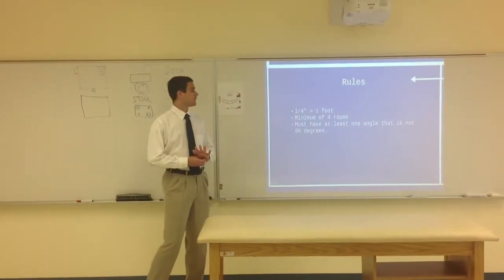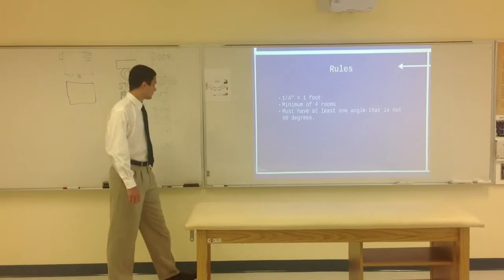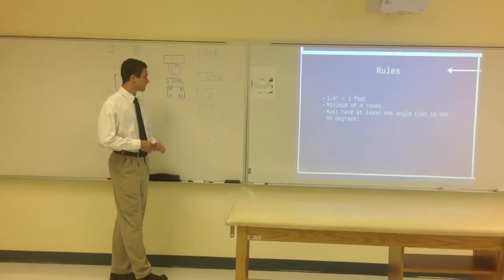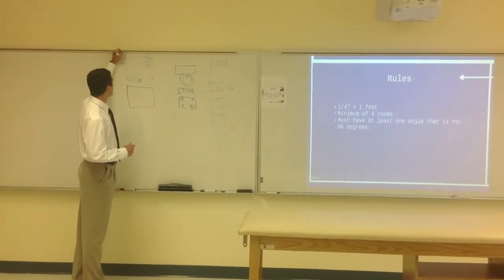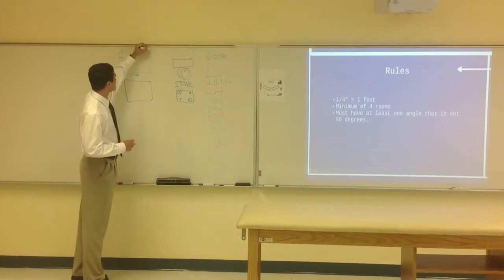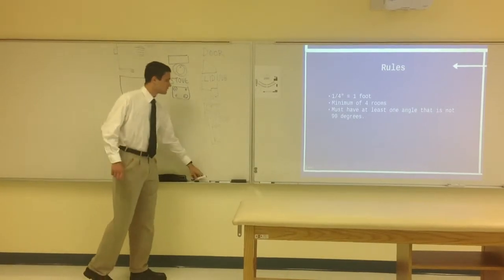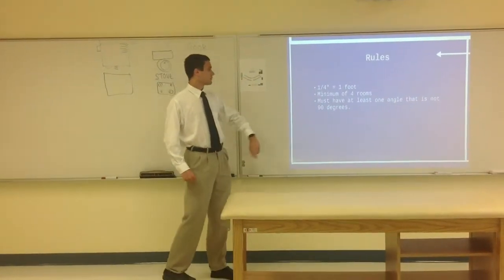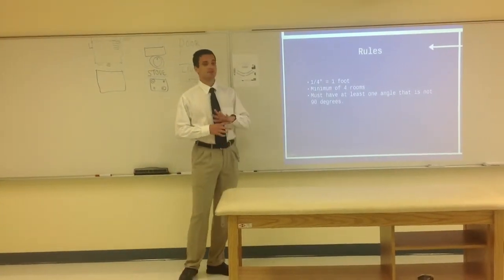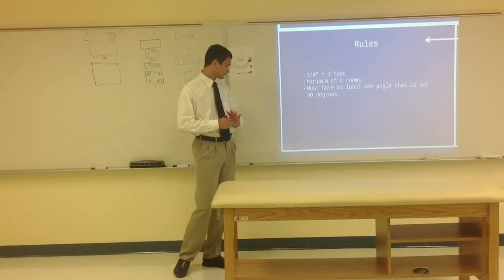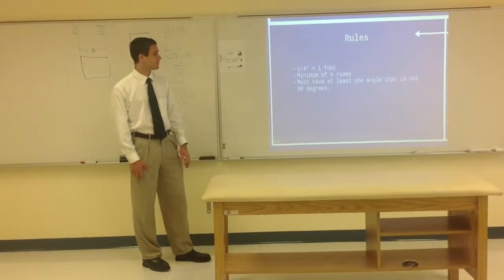A couple rules before we begin. We're going to use the ratio 1/4 inch to 1 foot. So 1/4 inch on those rulers that you're going to use is going to equal 1 foot. Your house should not be any longer than 20 feet. Alright? You also have a minimum of 4 rooms and a maximum of 2 floors, no more than 2 floors. And you must have at least one angle that is not 90 degrees.